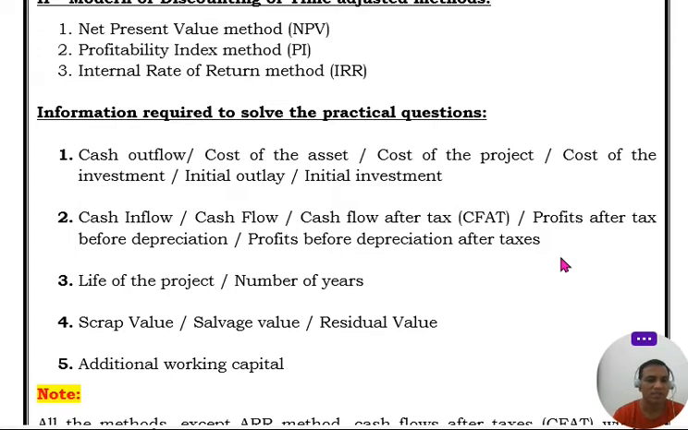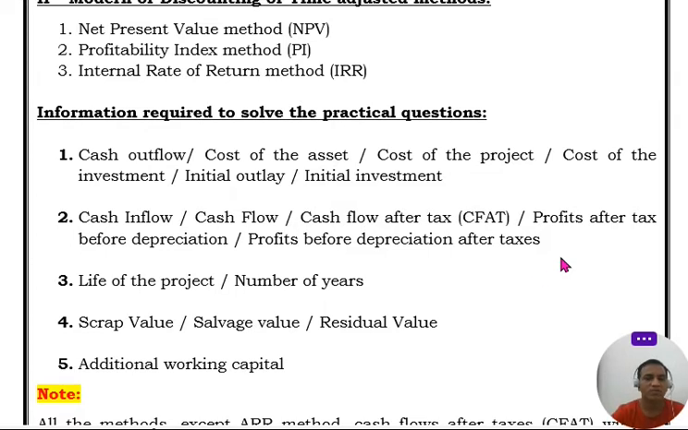And sometimes they may also give additional working capital. So in between they introduce some more working capital for the purpose of the project operations. If that is available, that is also considered for the calculation. This is the maximum information available while evaluating capital budgeting projects.